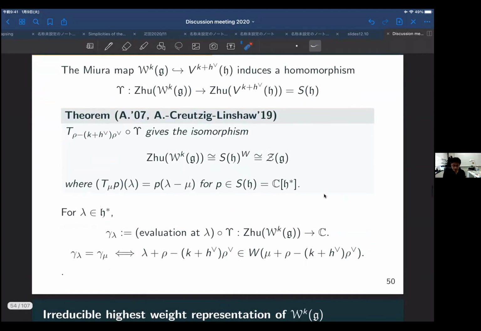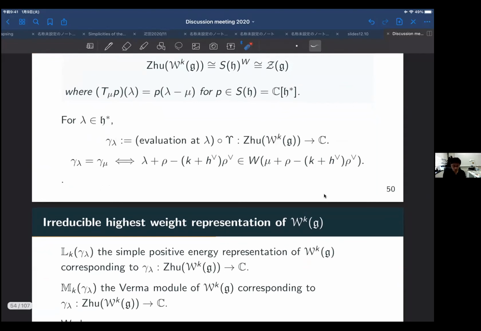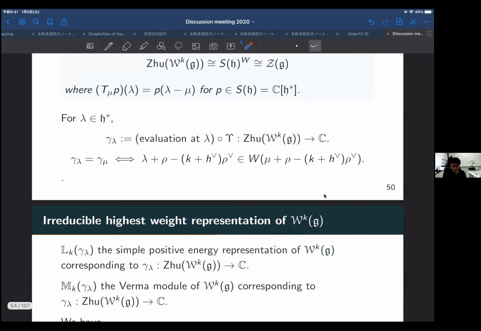And so you can parameterize the simple modules of the W-algebra using central characters, as we do in the finite dimensional setting. So you can map this here and evaluate at lambda. I denote this by chi lambda, and by this theorem, these two coincide if and only if they are in the same W-orbit. So we can talk about the simple positive energy representation of a W-algebra corresponding to this central character.